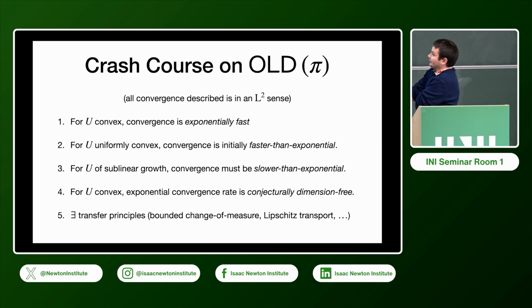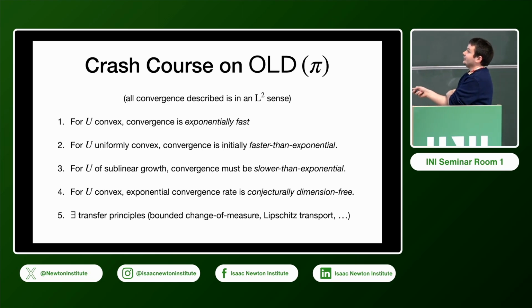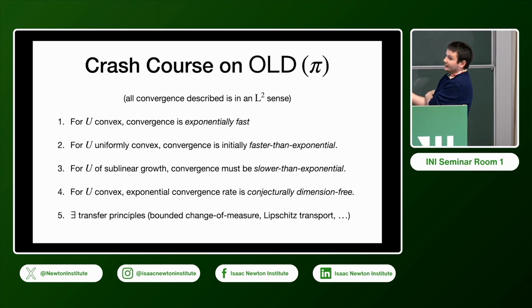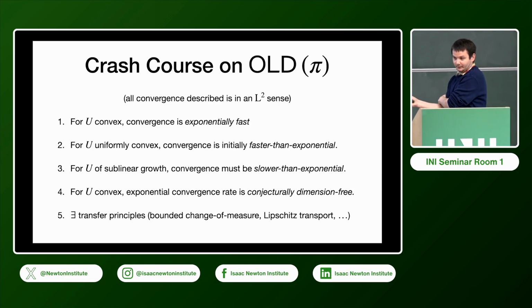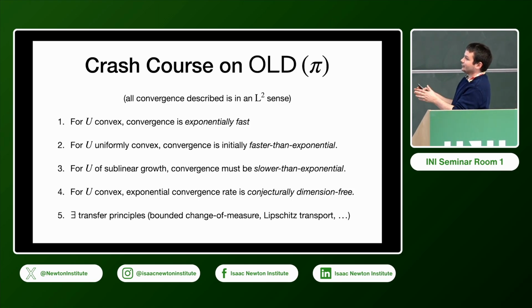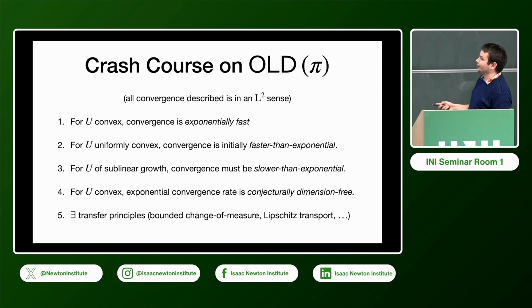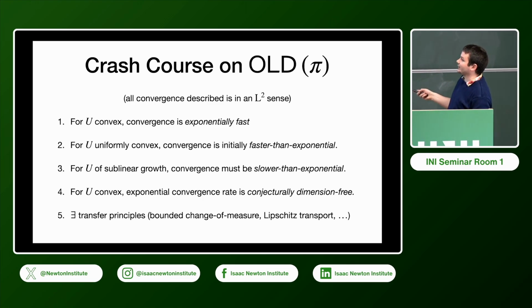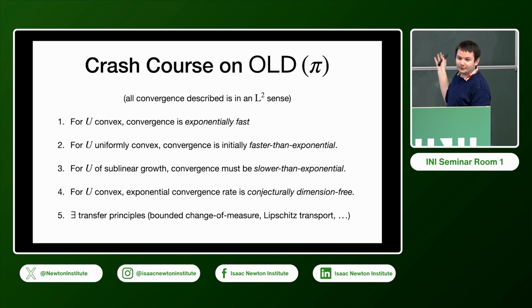If it's uniformly convex, in the sense of having a Hessian that's uniformly bounded away from 0, then you have something stronger. You have initially a convergence that is faster than exponential. You can view this as exponential convergence in a different metric if you like, but because I'm going to talk in an L2 way today, this is an accurate description. On the other side, if we have a U which grows sublinearly, so we have heavier than exponential tails, then the convergence must be slower than exponential. In a way, this follows from what I said about the random walk already.